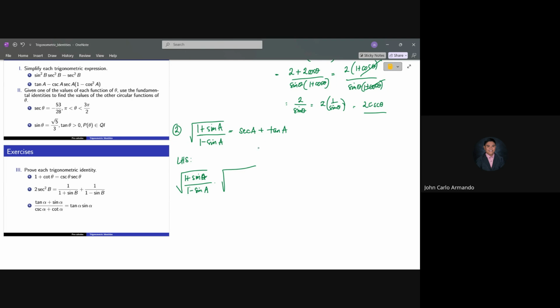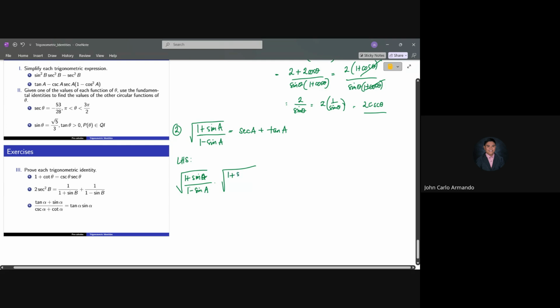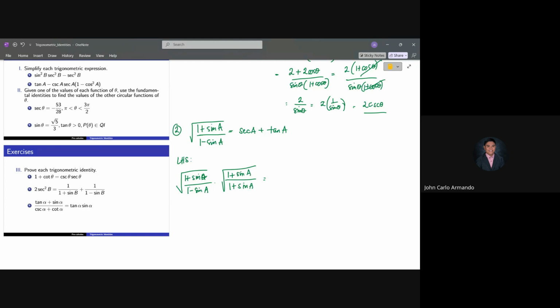The square root will be cancelled. But every time you multiply a number in the numerator, you have to do it also in the denominator. So 1 minus sine A times 1 plus sine A. You simply multiply both numerator and denominator by the same expression so that this value is 1, right? Because any number divided by itself is 1. And we know multiplying a number by 1 does not give any effect on the original value.